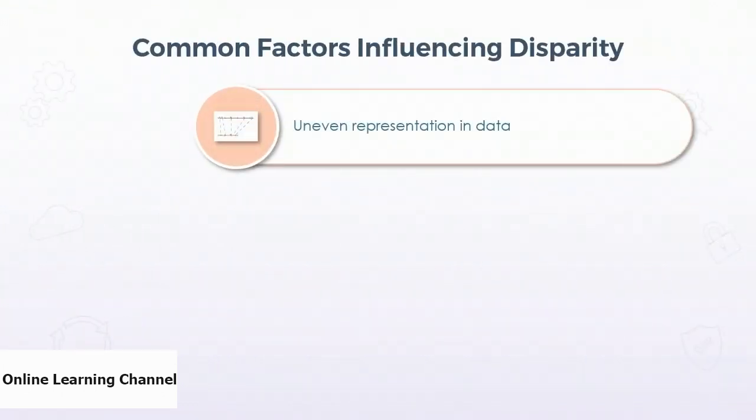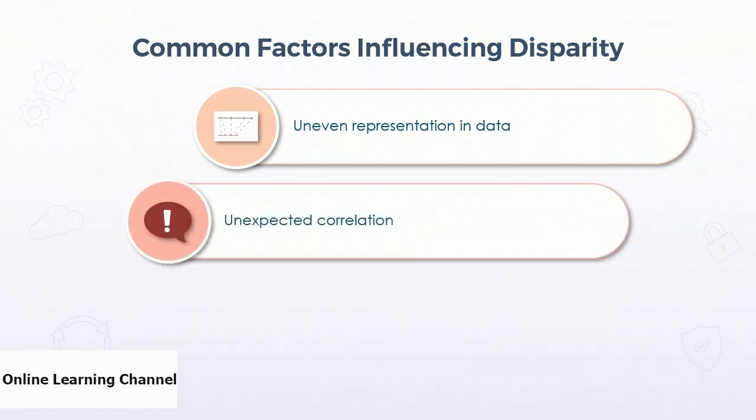Of course, lots of things can influence disparity. For example, if you have an uneven representation in your data, you can create bias. For example, if our input diabetes dataset included a lot of women and virtually no men, and then the men that were in that dataset tended not to have diabetes, our trained model might create a bias that assumes that men don't get diabetes, which is simply untrue.